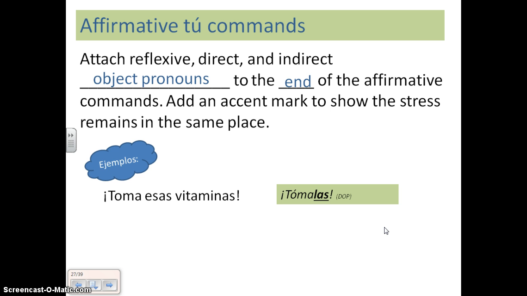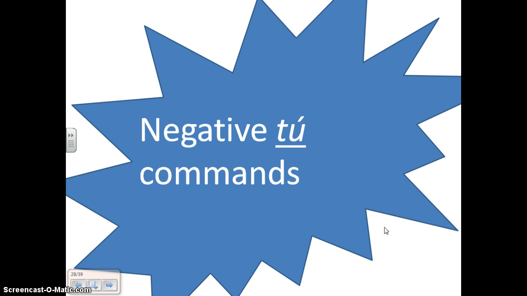Toma, tómalas. Siéntate aquí. Siéntate comes from sentarse. Since it is a tú command, to change the se to te, I keep it on the end of the verb and I get siéntate. It's a reflexive pronoun. In the next video, we'll be talking about negative tú commands.